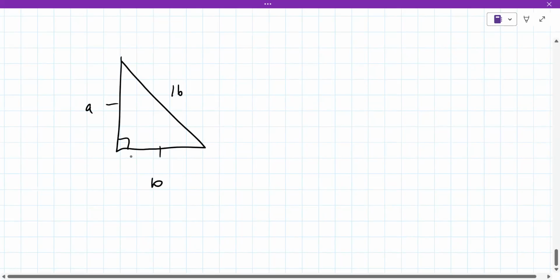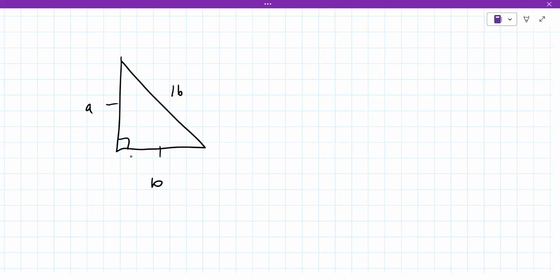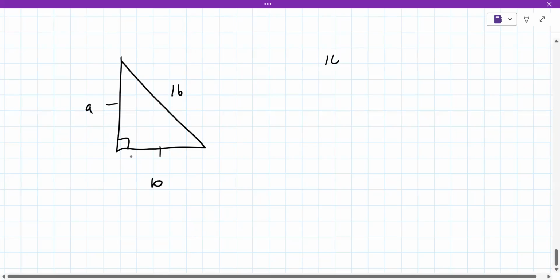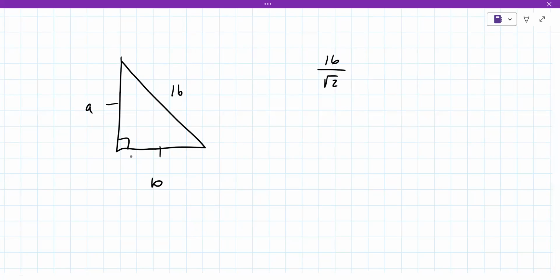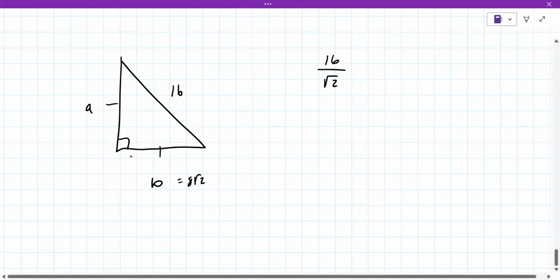So 16 would equal x root 2. Agreed? And then it'd be 16 divided by root 2, and then you would just rationalize the denominator. Could you work that out for me just to make sure you fully know the answer? Yeah, that would just be 8 root 2, I believe. 8 root 2. Good.